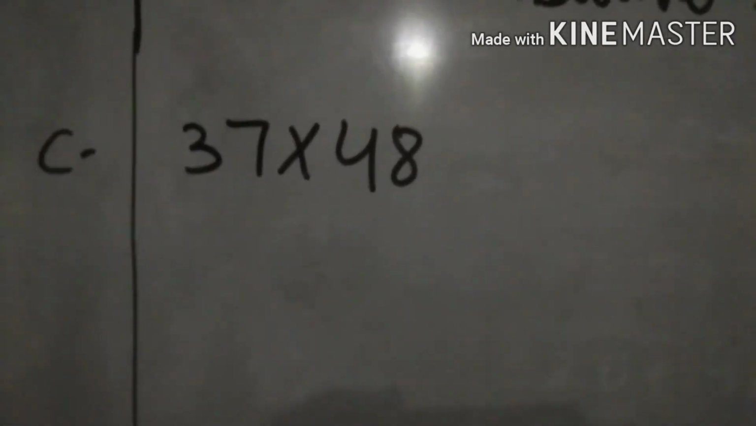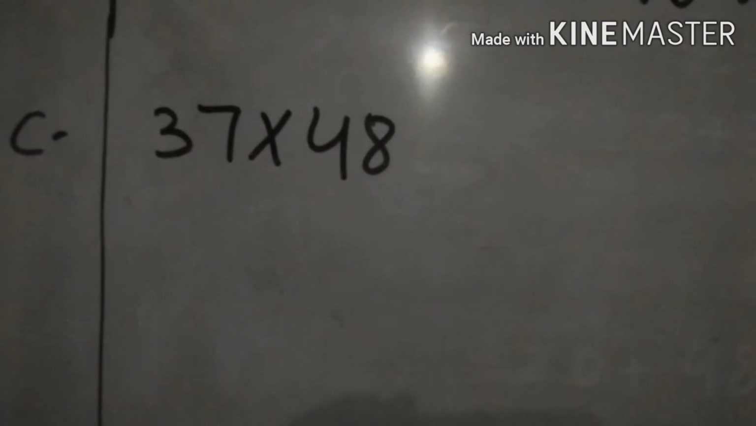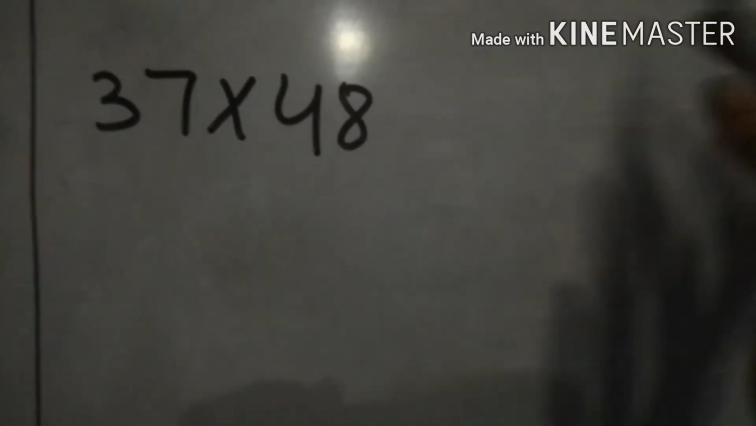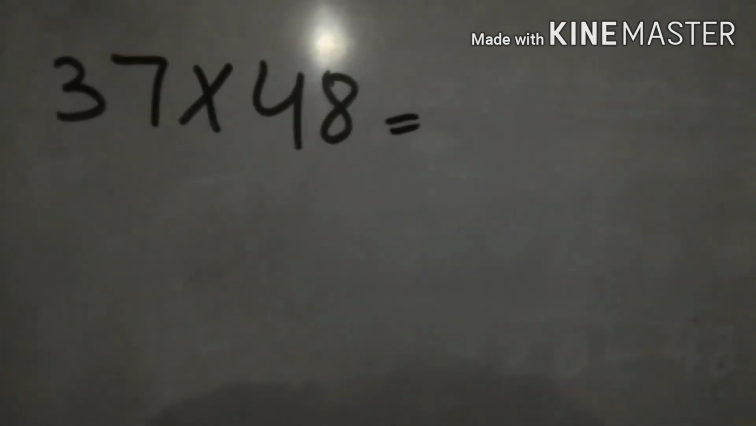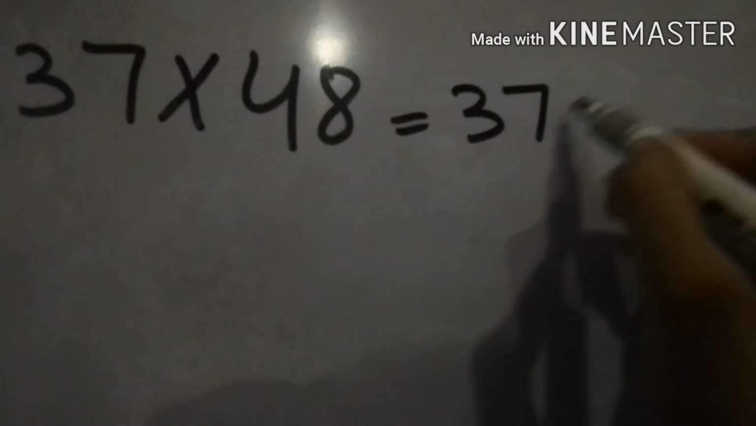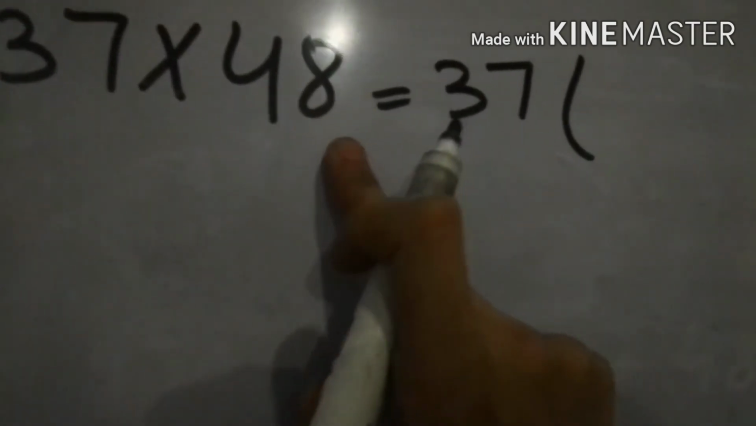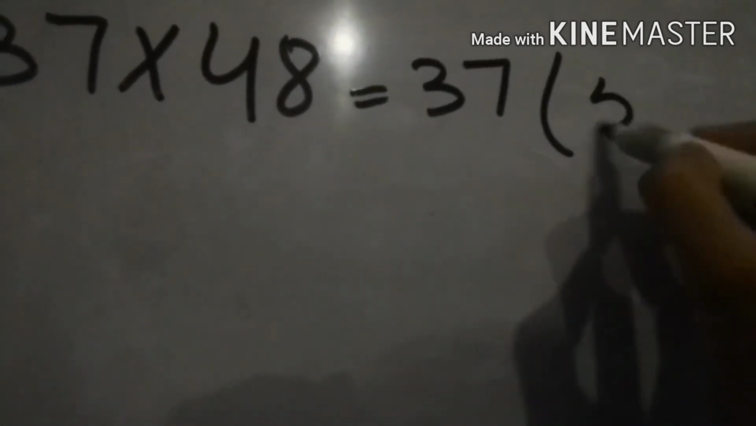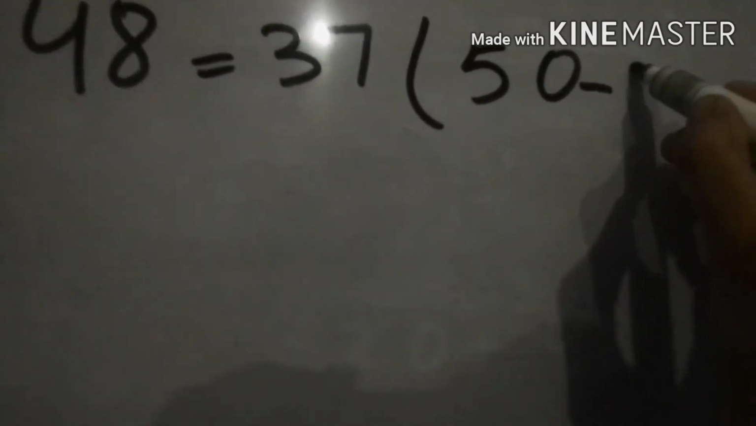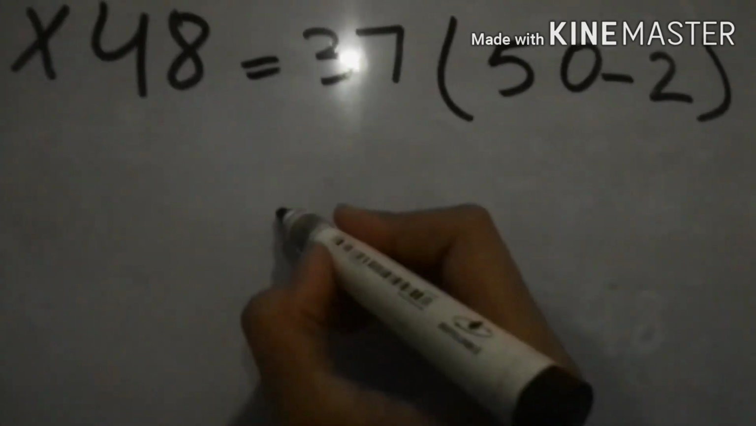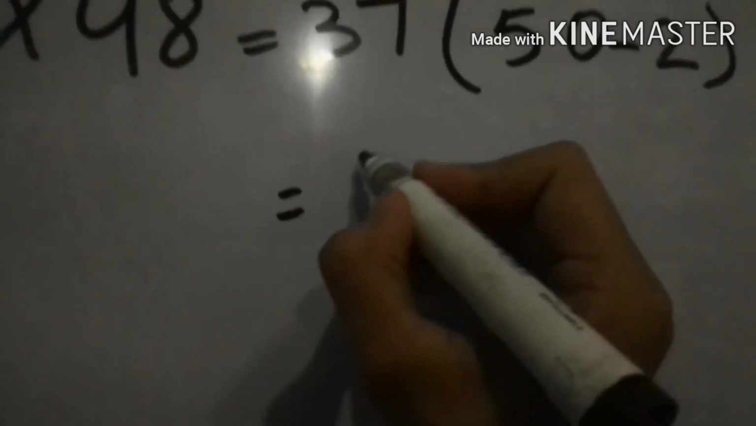C part we have is 37 multiplied by 48. Now first of all we have to split it in the form of distributive property. We will write 37 multiplied by 48. Now we have to split 48. So 50 minus 2 is equal to 48. Now we will solve this question.